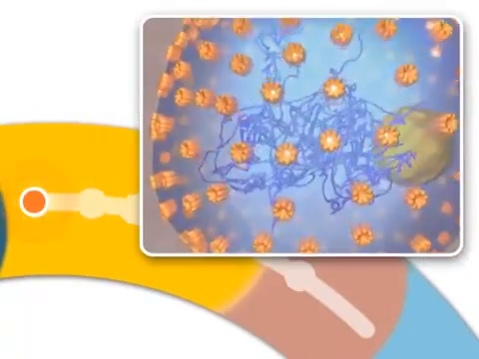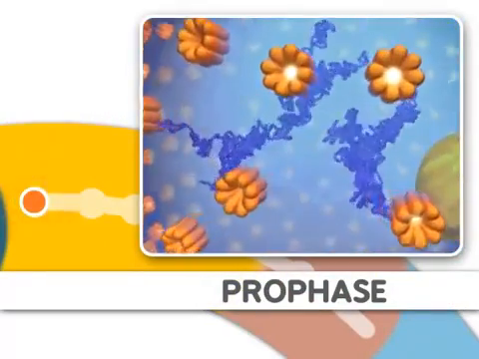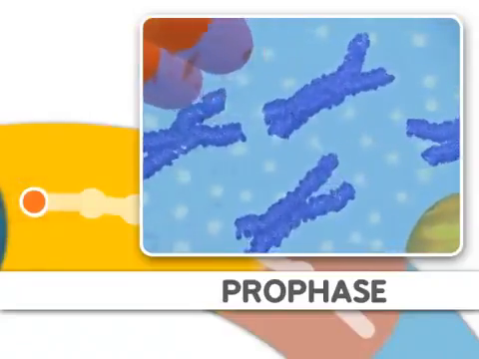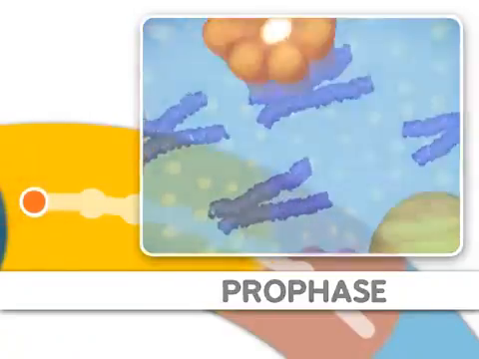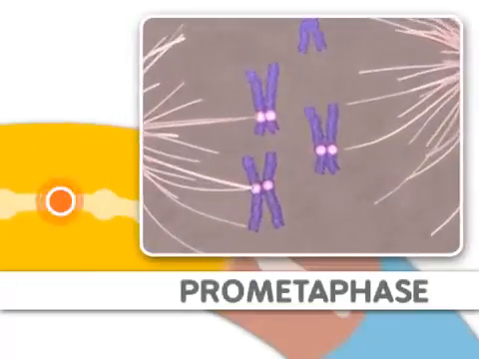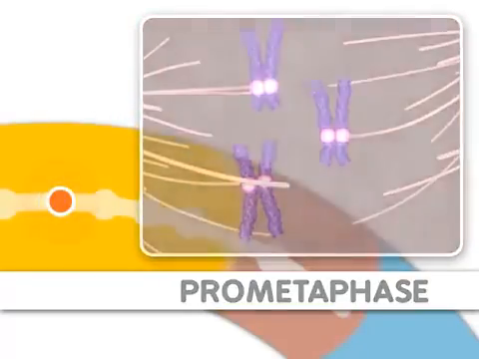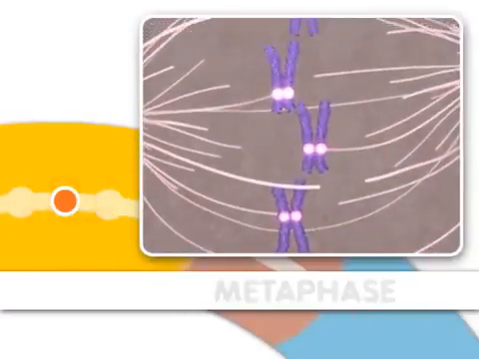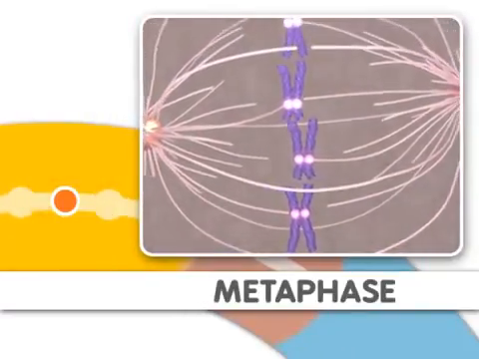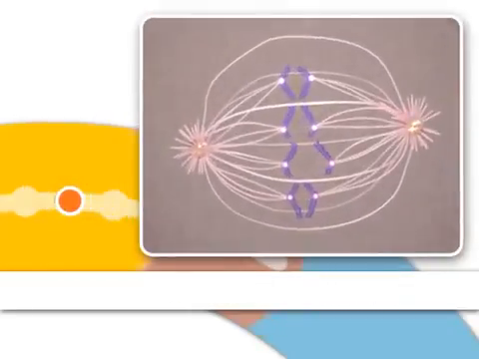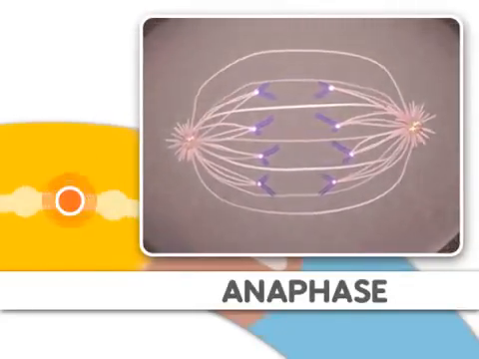The first stage is prophase. The DNA condenses, organizes, and the classic chromosome structure appears. Next comes prometaphase, where microtubules attach to the chromosomes. This step is followed by metaphase, where the chromosomes align. Metaphase is followed by anaphase, where the chromosomes separate.